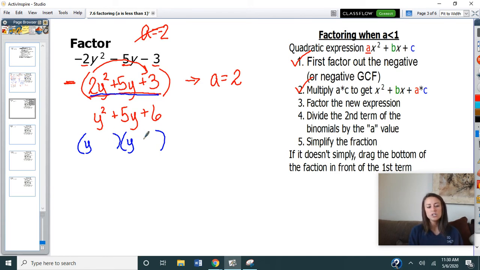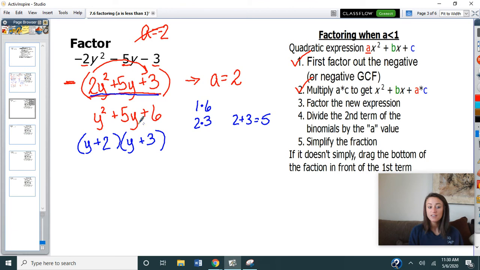The two terms that go here have to multiply to give me 6, but add to give me 5. So what multiplies to give me 6? 1 times 6, 2 times 3. That's it. And it's not negative anymore because we factored out the negatives. So this is pretty easy. 1 plus 6 is 7, which is not what we want. We want 5. But 2 plus 3 is 5. So these are the terms we're going to use. We're going to use positive 2 and positive 3.